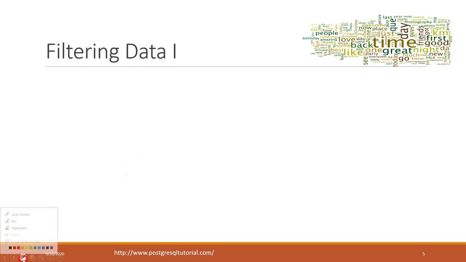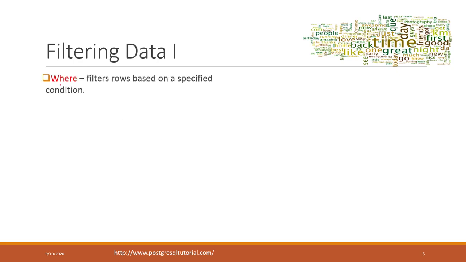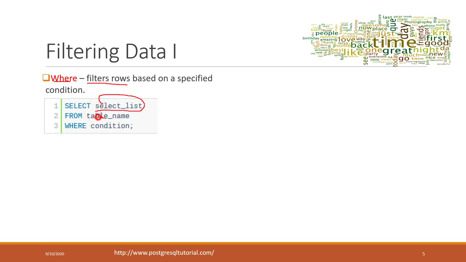Here let's talk about how we can filter the data. By using select, you can define what columns you want to return. And by using the where clause, you can filter rows based on specific conditions. Basically the syntax is select the columns you want from the table, and then after the where clause, you specify your condition. We'll see some conditions later. Those conditions are pretty straightforward. So that's the where condition.